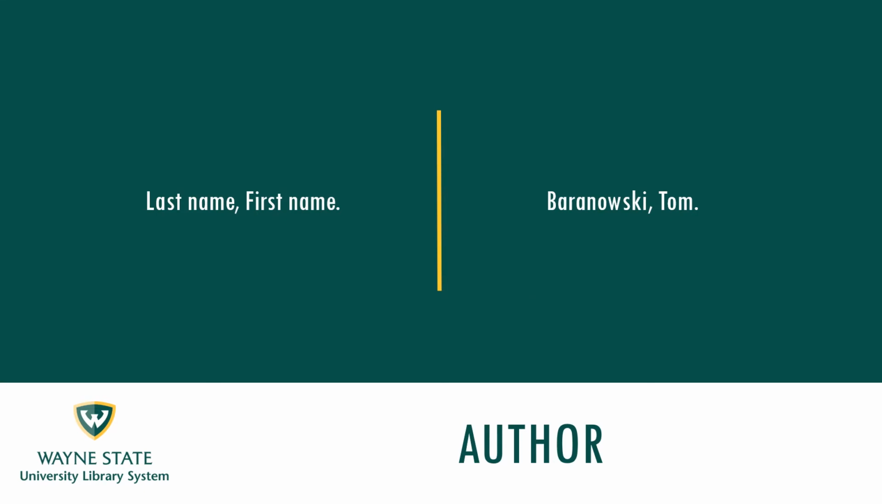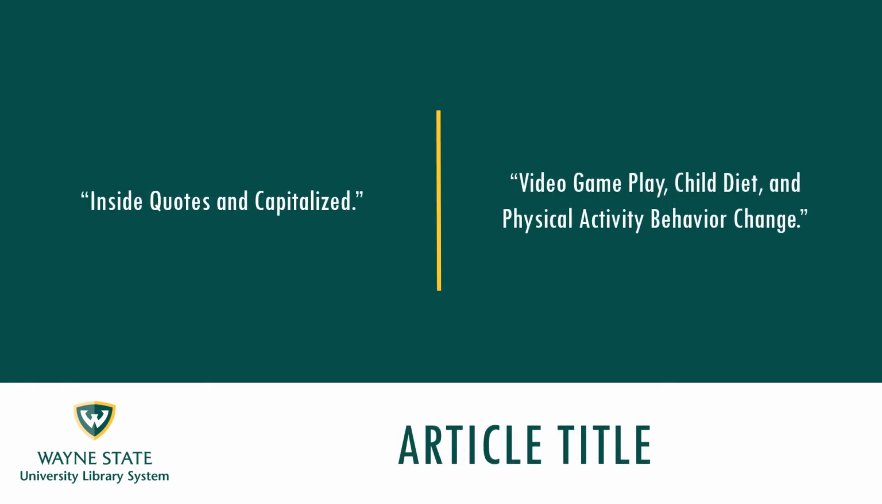In an MLA citation, the author's name comes first. The name should be formatted with the last name first, comma, followed by the author's first name, then a period. After the author's name comes the title. The article title is the title of the specific article and not the journal that the article was published in. The title should be inside quotation marks with all major words capitalized. Put a period at the end of the title inside of the quotation marks.